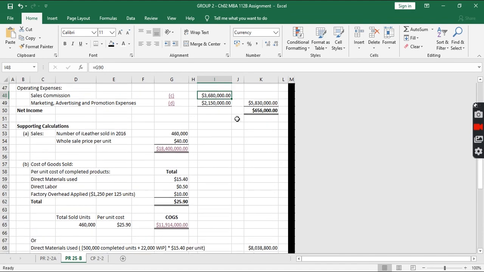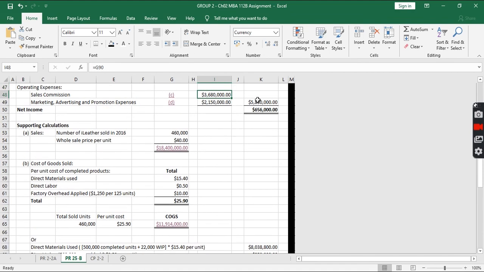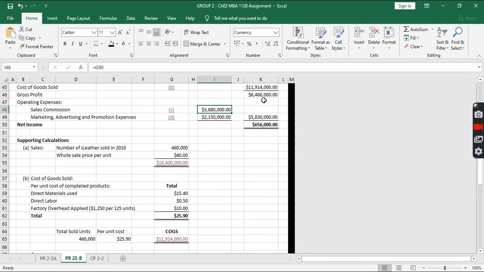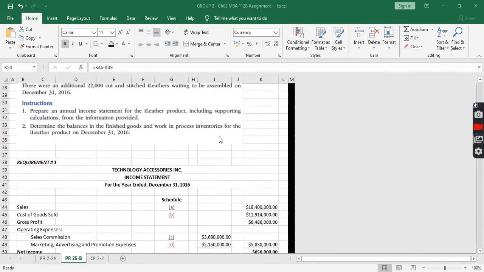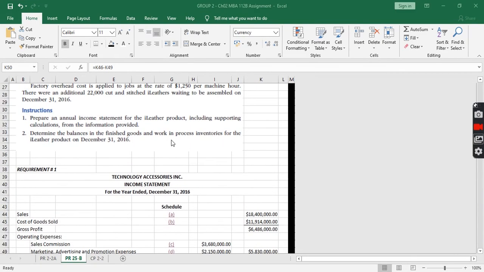So our total marketing, advertising, and promotion expenses, which are all period costs, amount to 2,150,000. So our total operating expenses amount to 5,830,000. Deduct that from our gross profit. This should give us our net income amounting to $656,000. Now, we are tasked to determine our finished goods and work in process ending balances.